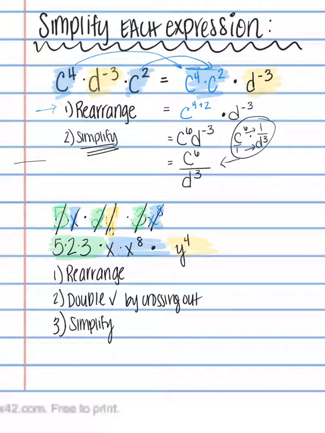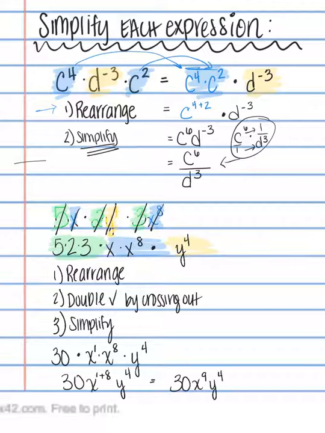Well, 5 times 2 times 3 is the same as 10 times 3, or 30. And I multiply that by x times x to the 8th, and that times y to the 4th. And x times x to the 8th is x to the 1 plus 8, times 30 times y to the 4th. This becomes 30 times x to the 9th times y to the 4th. Do I have any negative exponents? No. I'm good to go. This is my final answer.